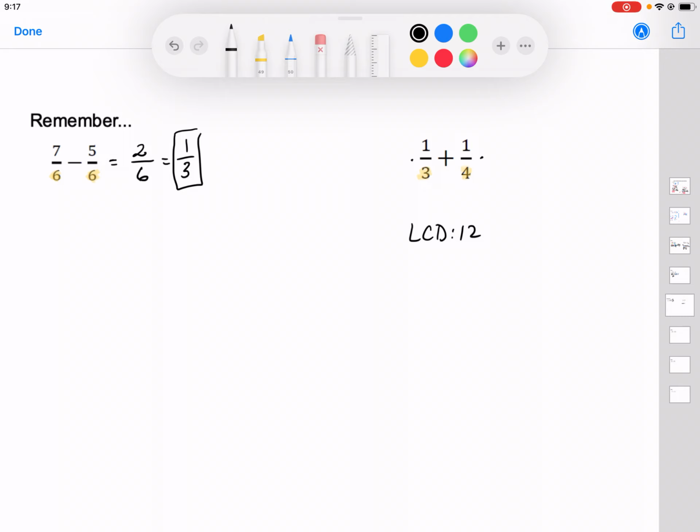So in order to change this, we always have to multiply each fraction by a 1. So in order to get this 3 to be 12, we have to multiply by a 4. So I'm going to multiply by 4 over 4. And then on this side, I'm going to multiply by 3 over 3. So that will give me 4/12 plus 3/12. And now I can add, and it'll be over 12. So 4 plus 3 is 7. And that does not simplify.